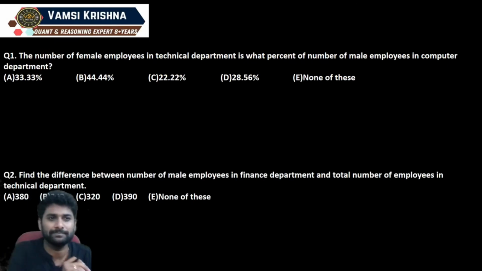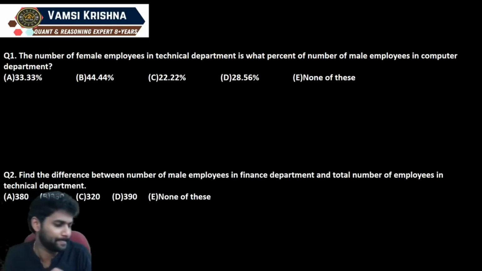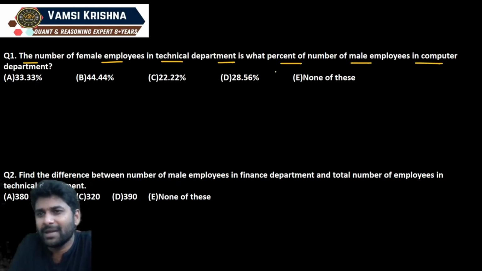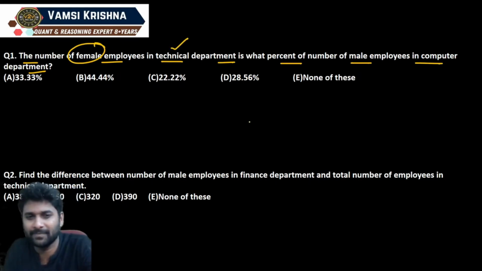Now let's check with the questions. Now question number one. Once you get the data, you can solve the questions, guys. Why? Because everything depends on the table only. Try to understand this question. Now see here. The number of female employees in technical department is what percentage of number of male employees in computer department, guys?